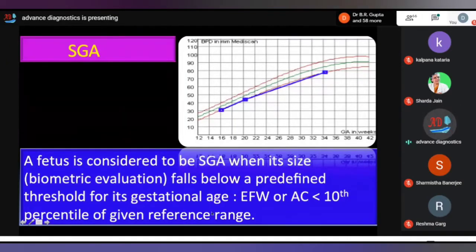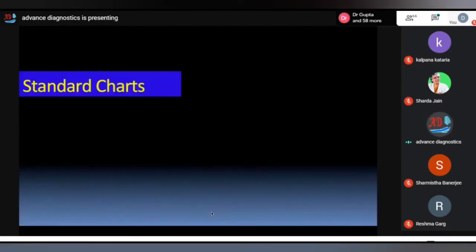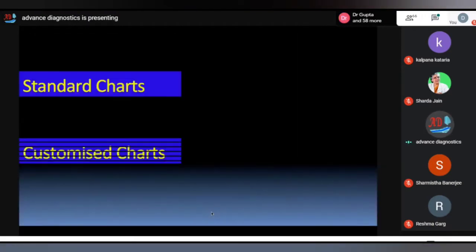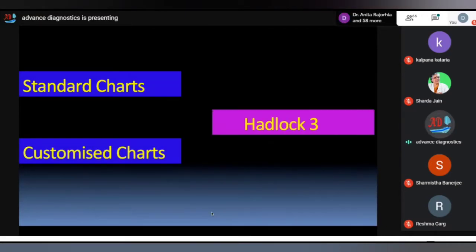So many people debate whether standard charts are good or customized charts are good. Don't go into the controversy. The Hadlock 3 present in most of the machines here corresponds well with the Indian population. So if you have diagnosed an SGA baby or FGR baby by Hadlock 3, it will correspond with the Indian population. So don't go into any controversy.